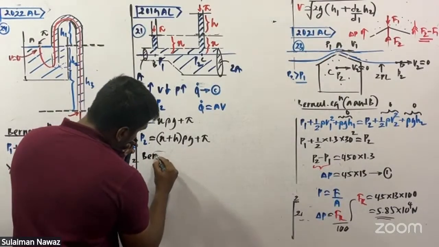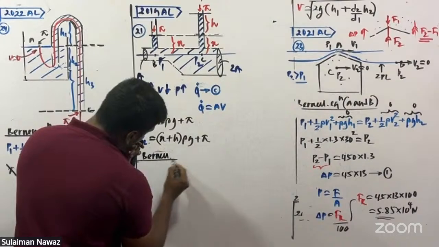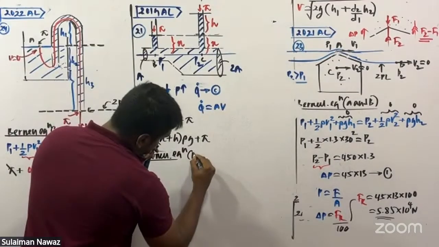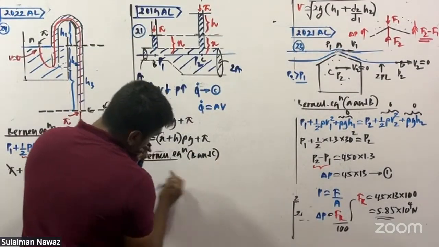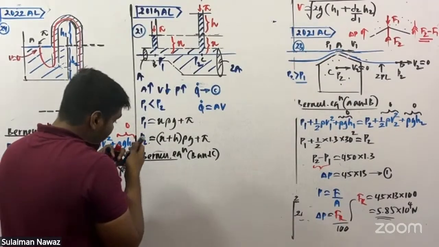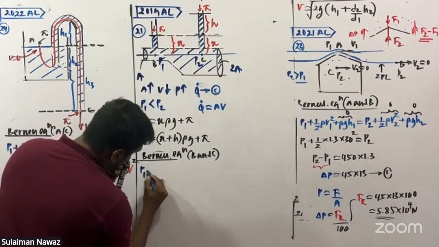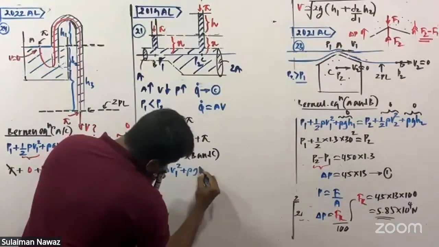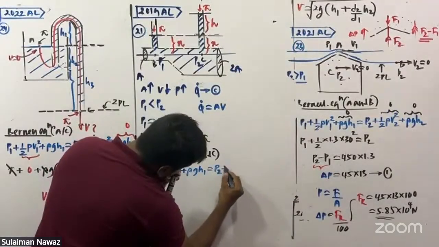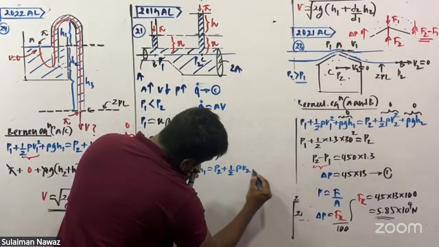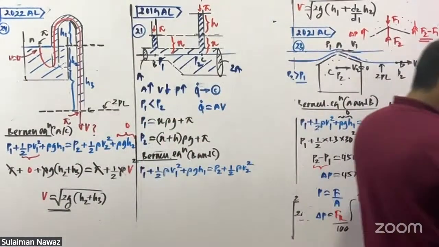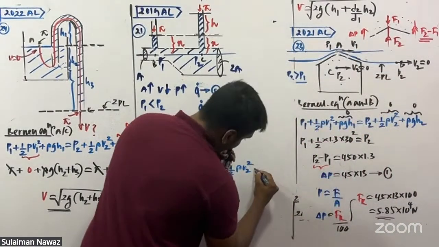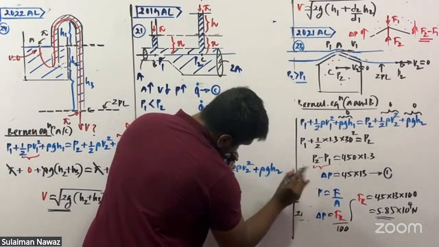Bernoulli equation for points capital B and C: P1 plus half rho V1 squared plus rho G H1 must be equal to P2 plus half rho V2 squared plus rho G H2. Writing this equation again is annoying now.